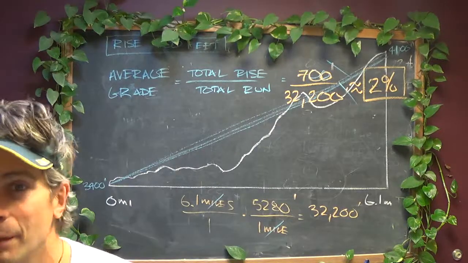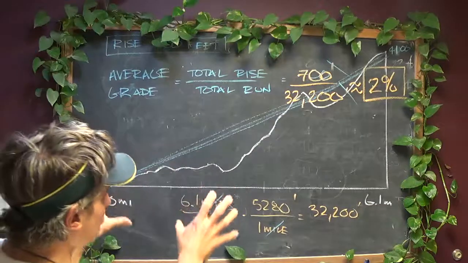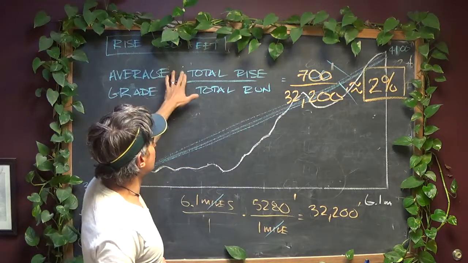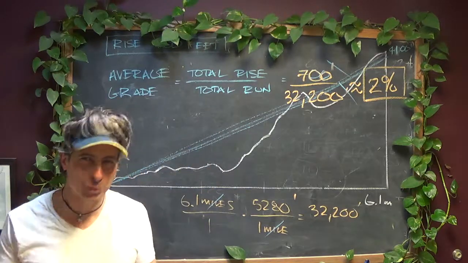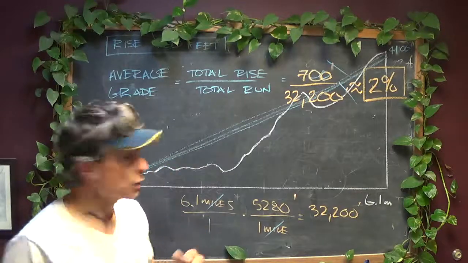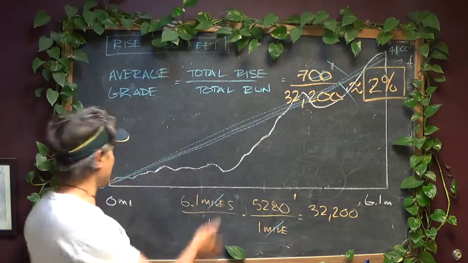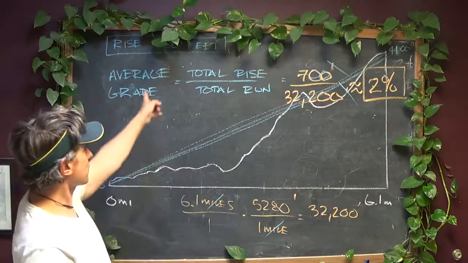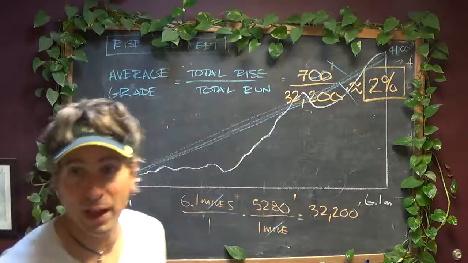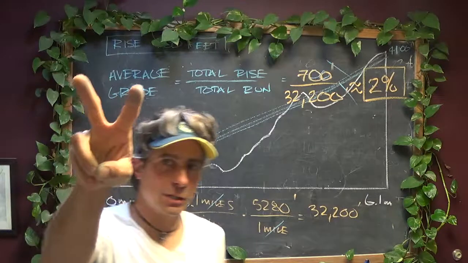So that, my friends, is how you can pull a grade off of an elevation map. Average grade of an entire trip, your total rise over your total run. It's kind of like average speed, total distance over total time, which we'll come back to in this class as well. So you ignore all the individual stuff in the middle and just focus on the beginning and the end. The total rise from beginning to end, 700 feet. The total run is 32,200 feet. Except now we have to deal with concern number 2.